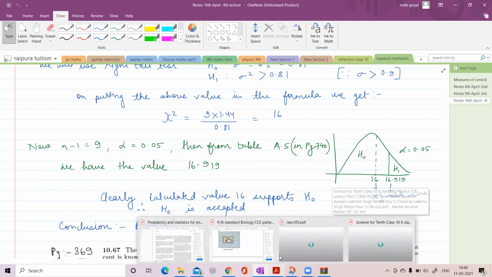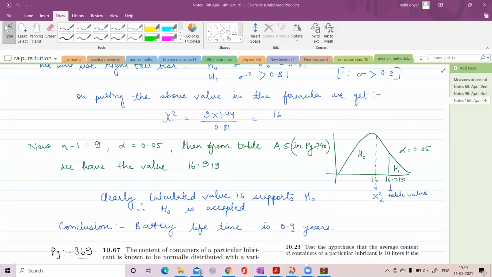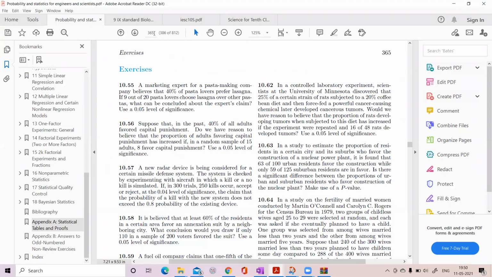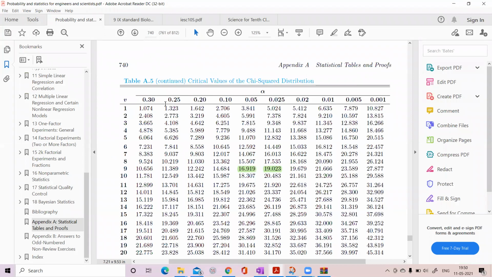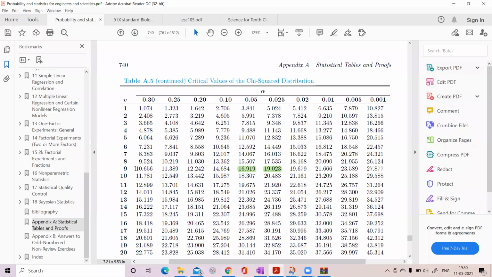So on page number 740, what we need to find, for n minus 1 equals 9 and alpha equals 0.05, is the value from the table. So for 9 and alpha equals 0.05, this value is 16.919. So we will use this value.